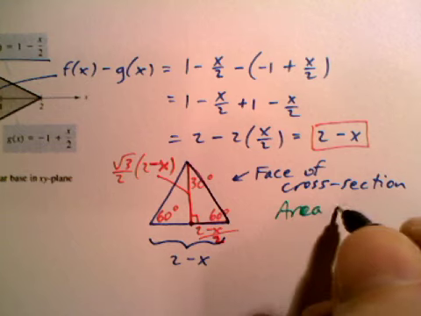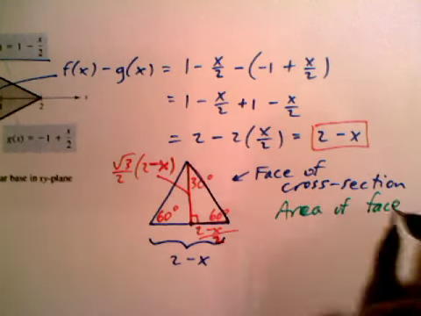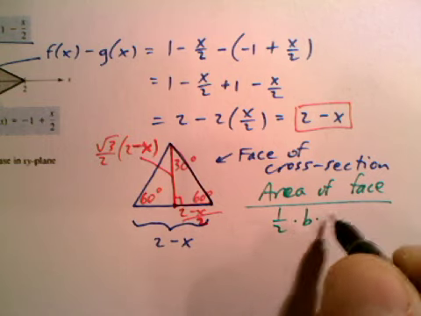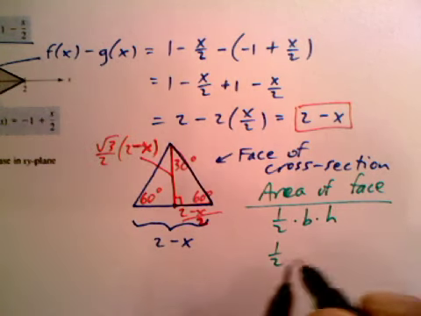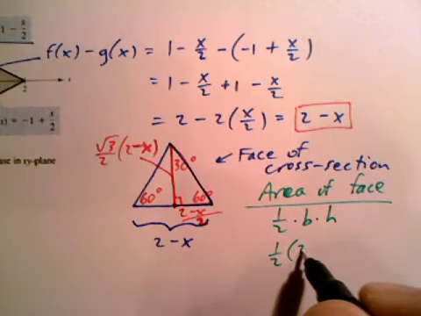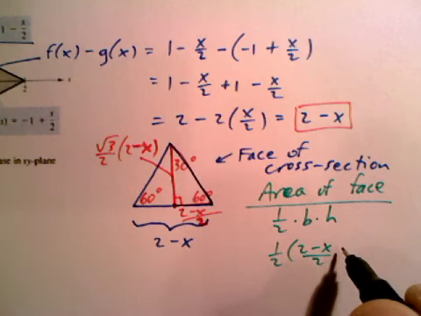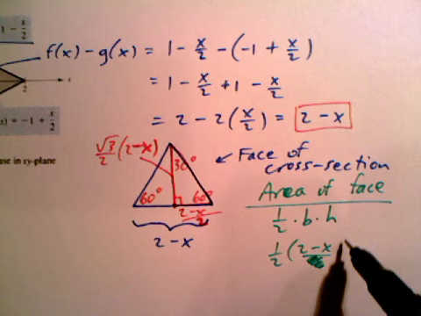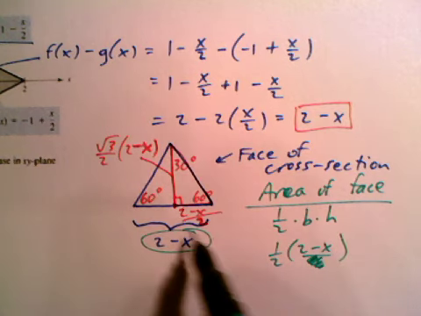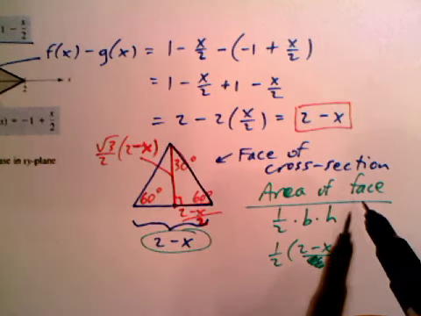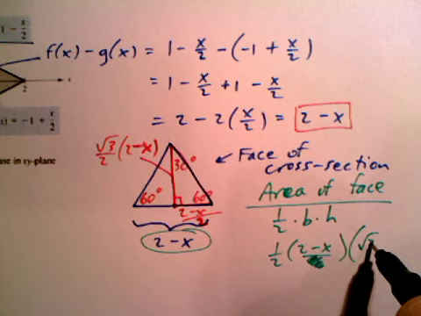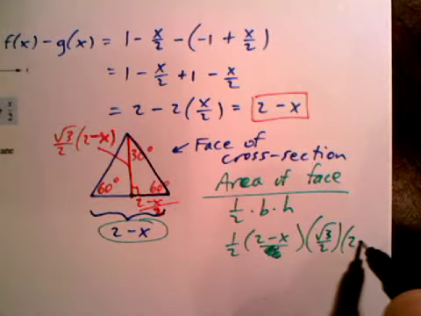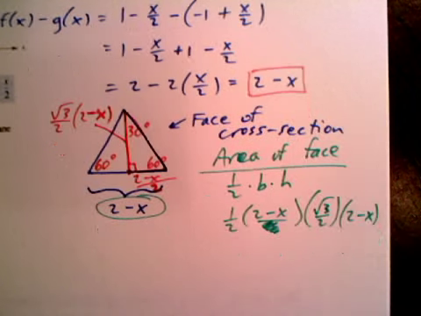The area of the face is 1/2 times the base times the height. So we have 1/2, and the base again is (2 - x)/2. 1/2 of the base. Sorry, I already did that. I already took that. So the base is 2 minus x. 1/2 of the base multiplied by the height, and the height is radical 3 over 2, multiplied by 2 minus x. That's a big mess.